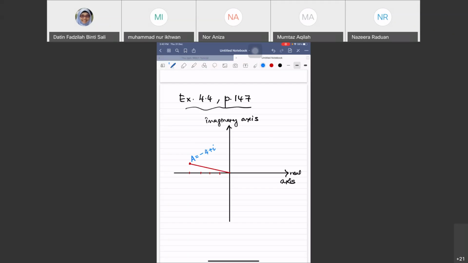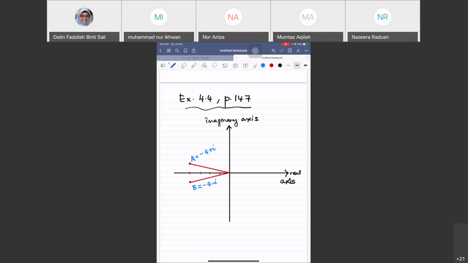Similarly for B, you have -4, the same thing: from the origin, 1 2 3 4 to the left, and then negative i, go down 1 unit. Assuming this is your minus i, that's a point there, then you just draw a straight line. So that is your B, which is -4 minus i.